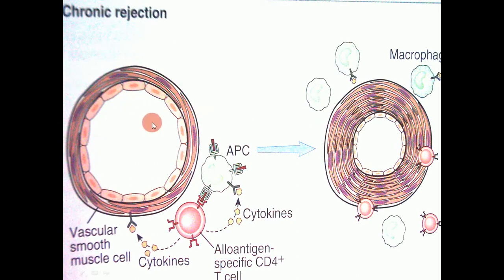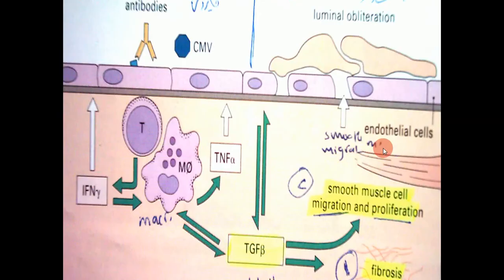So this is the blood vessel, and this leads to stimulation of delayed type T cells, which is characterized by CD4, and this leads to secretion of cytokines, and this leads to a proliferation of the smooth muscle of the blood vessel, increasing the intimal diameter, and this leads to occlusion of the blood vessel, leading to ischemia and necrosis of the graft.